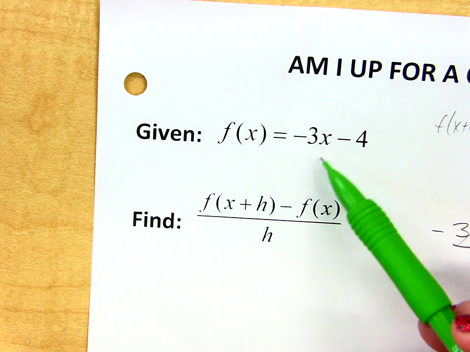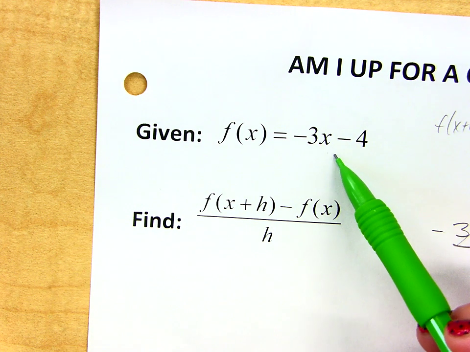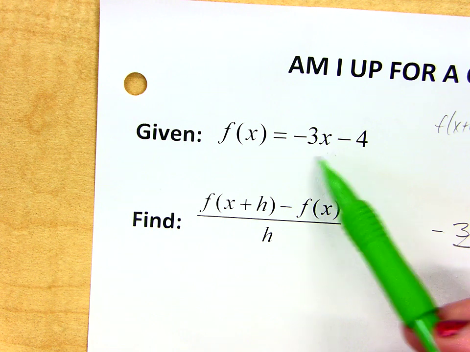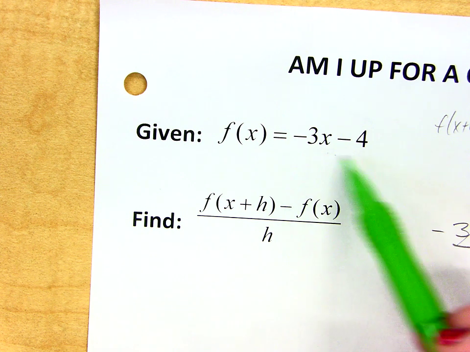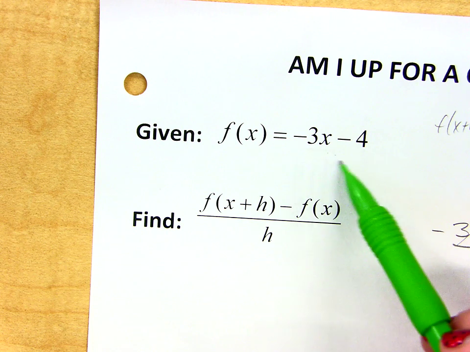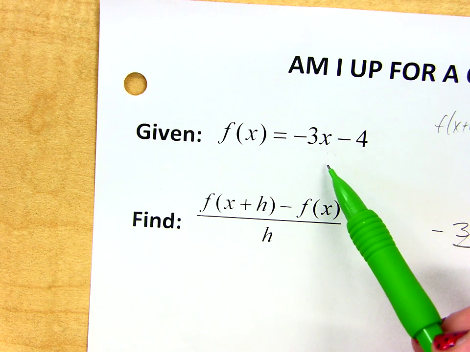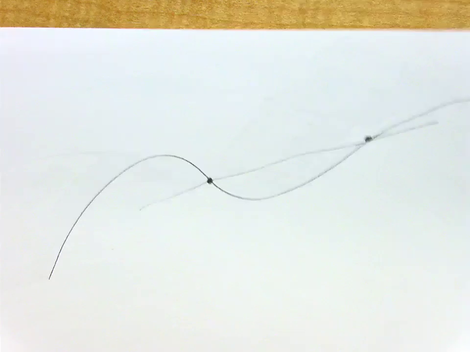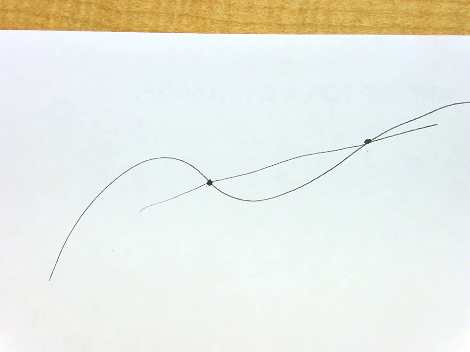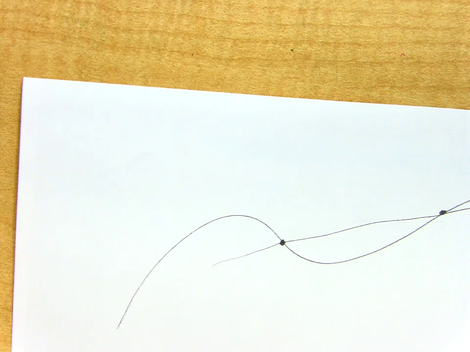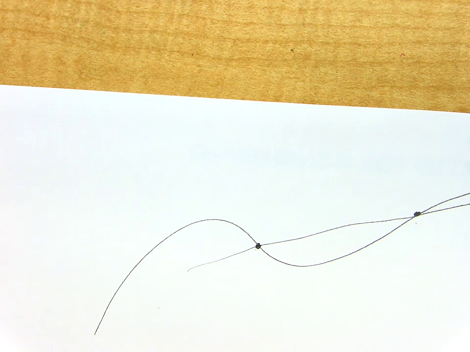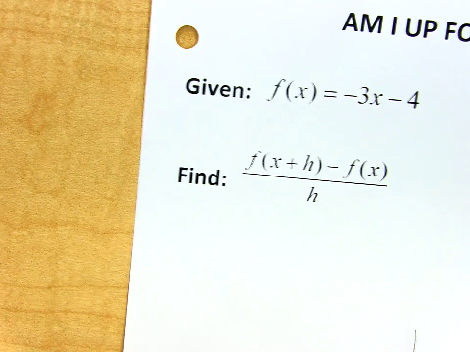Okay? So when you think about what this thing looks like, if you graph that, what's it look like? It's a straight line, right? It's a straight line. So if I were to find the slope of it, doesn't it just make sense that it would just be the slope of that line?